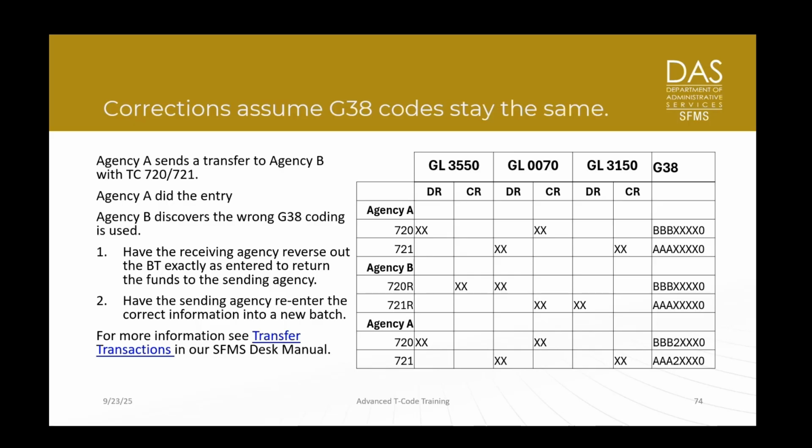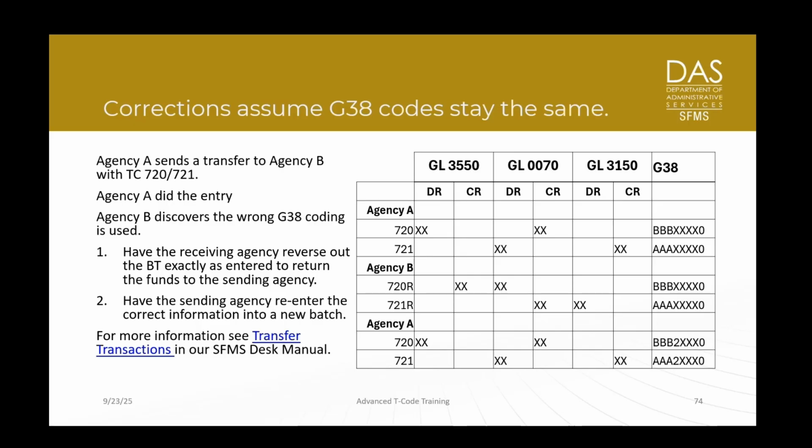So this chart over here just walks through agency A and the entries that it would have made with 720 and 721, and then the GASB 38 being the agency number, BBB, and the D23 fund. And then agency B would just do the opposite. So they would back out the entry completely, and it shows exactly what they would enter here. And then agency A is just going to send the money back over, but the correct way.